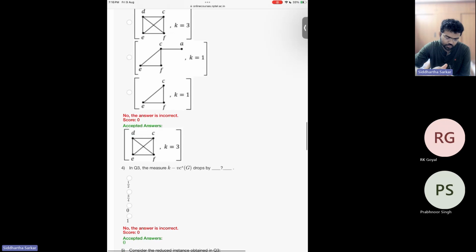So now the k has reduced from 4 to 3. And what is the change in the vertex cover half integral solution? So half into 4. 4 vertices are left, everybody gets half. So that change is also 3 to 2. So k minus VC star does not drop. In the previous graph, it was 4 minus 3, that is 1. In this graph, it is 3 minus 2, that is again 1. So 1 to 1, 0 drop.